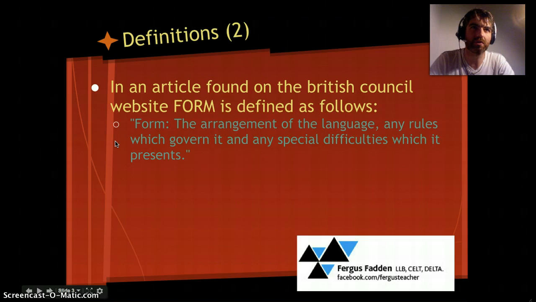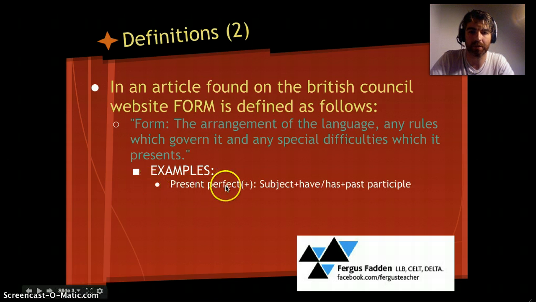What does form imply in terms of grammatical structures, and what does it imply in terms of vocabulary, for example? Okay, so pause now. Okay, so let's look at an example. We can think about the present perfect. In the positive form, the present perfect can be subject plus have or has plus past participle. So, I have taught English for 10 years.